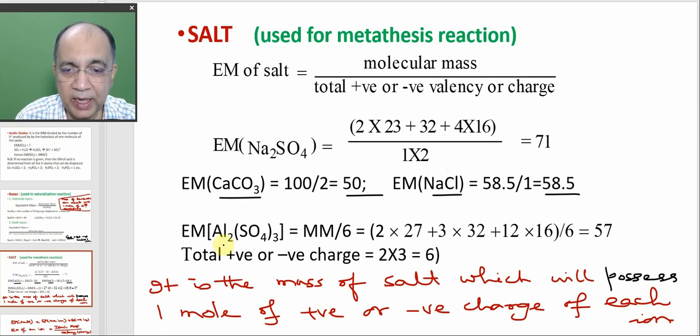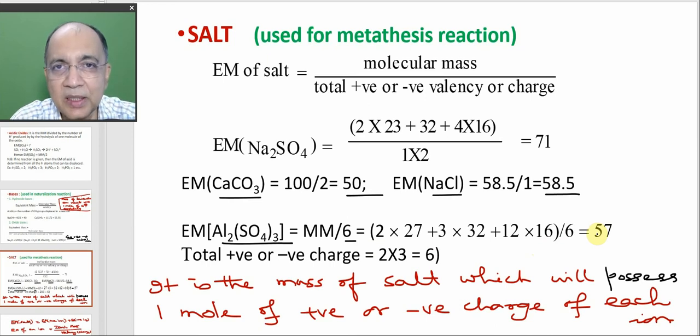For example, aluminum sulfate. What is the equivalent mass of aluminum sulfate? The factor is 6. Why? Because the total positive charge is 2 threes, 6, and the total negative charge is also 6: 3 times 2 is 6. So either total charge is the factor, so we divide by 6. All this divided by 6 gives 57. Just check it. If I am wrong, you tell me. I can correct it, at least in the PPT lecture notes that I provide in the description box in every lecture.